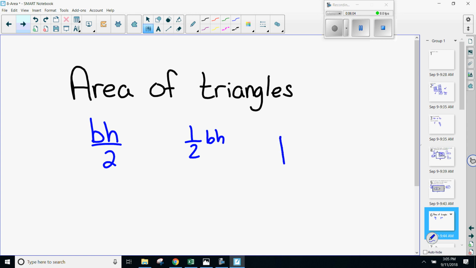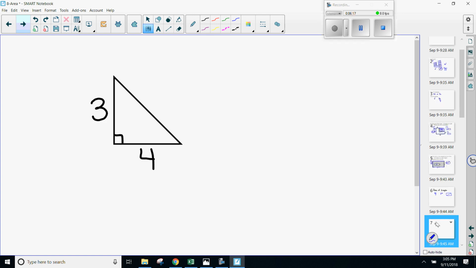Yep, take a square or a rectangle. If I were to take a rectangle, the area of that is base times height, but if I were to make it into a triangle, it's half of it. So it's half the base times the height. Area for that triangle?